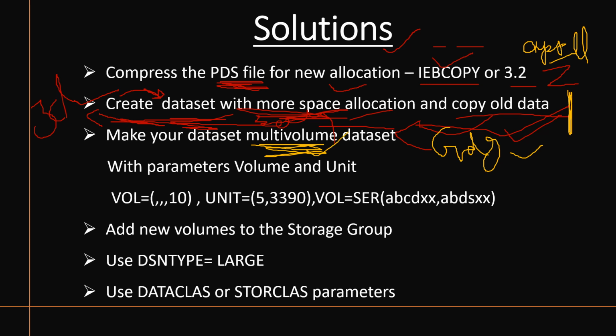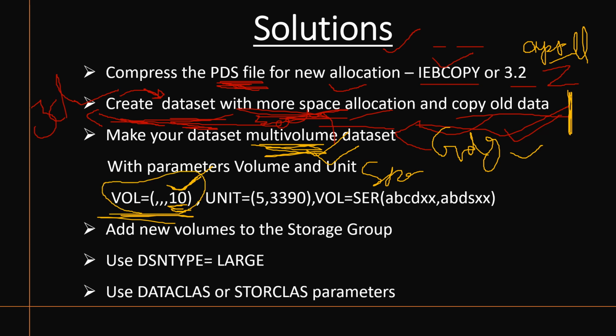If you're sure that file can be made multi-volume, then after the space parameter you can give the volume parameter. As I told you, a PS file can go up to 59 volumes, right? You can give a number up to 255 here, but it can take 59 volumes and your data set will become a multi-volume data set.